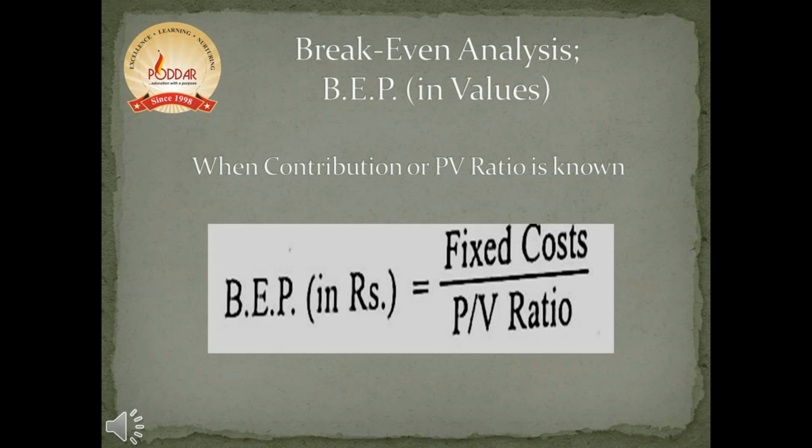We can also calculate BEP in values if contribution or PV ratio is given. The formula is fixed cost divided by PV ratio. We can find BEP in values with the help of this formula.